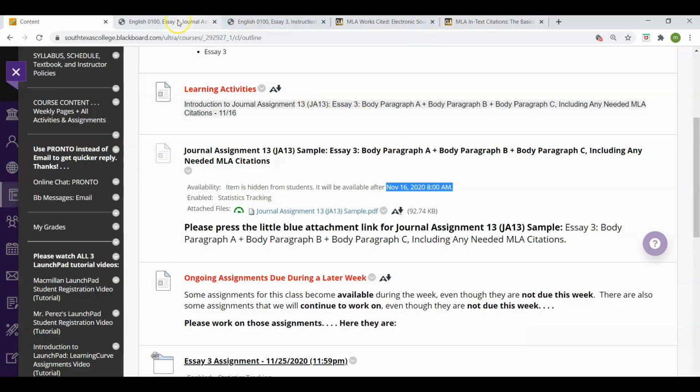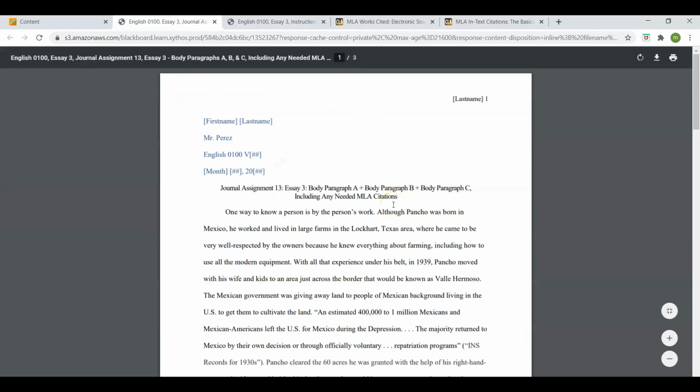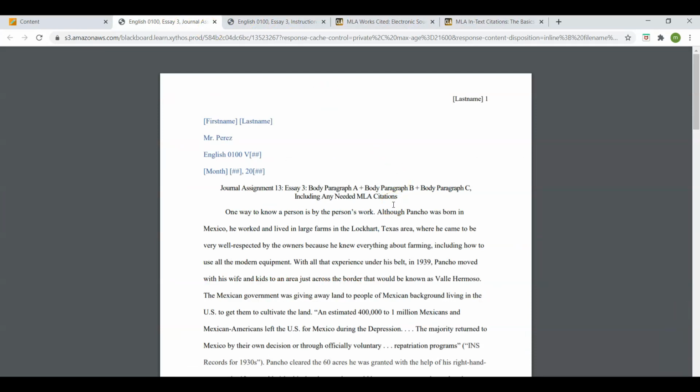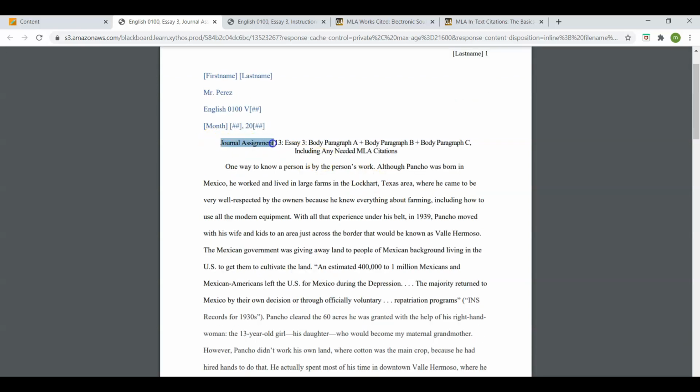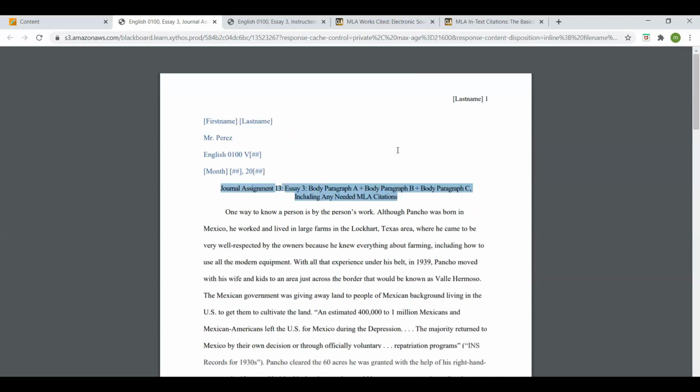So let's see, I opened it. Is it this one? Here it is. So this is the journal, and notice I just called it journal assignment 13, and I just pasted in, you know, body paragraph. I don't really care what it says here, right? If it says journal assignment 13, that's good enough. You see, this isn't the essay's title, is it, right? Now, in your case, yours should have your first name and your last name, English 100, V05 or V06, and then a date written out, okay? And maybe it should already say your last name here, right, with the page number. But I'm not too worried about that.